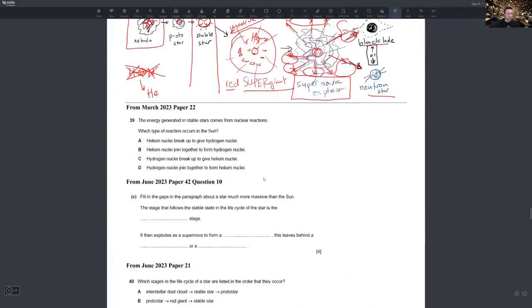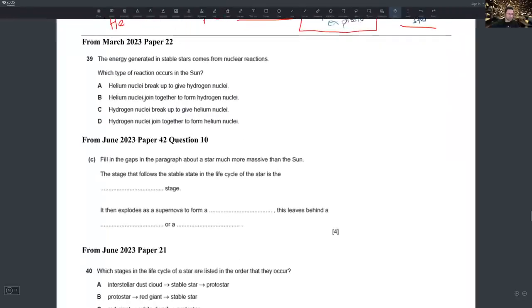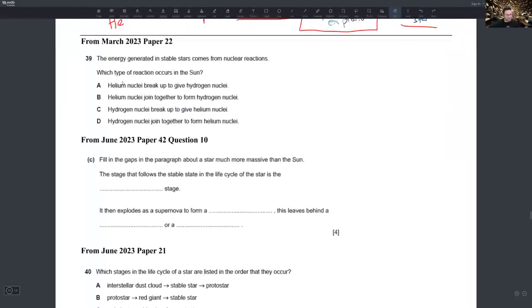So, not a lot of questions here. It doesn't get asked about this much. So let's go. The energy generated in stable stars comes from nuclear reactions. This is from March 23. Which type of reaction occurs in the sun? We know it's nuclear fusion, right?